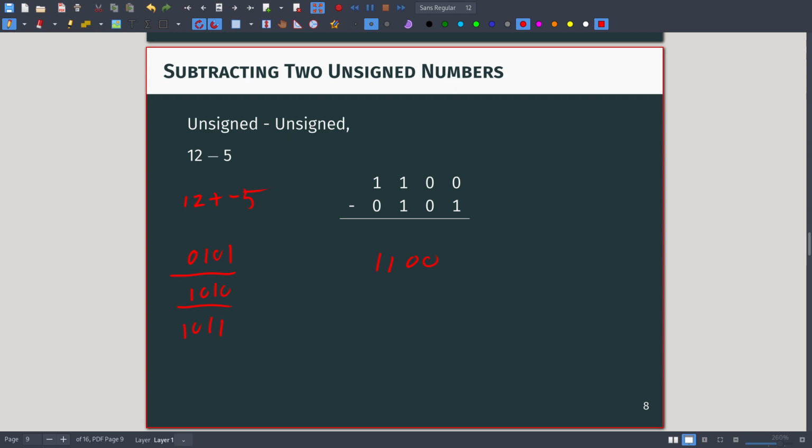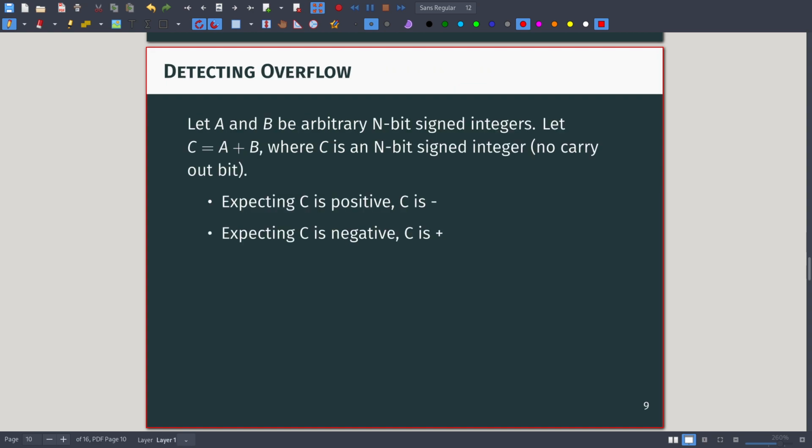And if we add it to our negative 5, we can all agree here that we're expecting to get 7. 12 minus 5 is 7. And we actually do this math here, and then, as I said, throw out your carry out bit. What is this? 4 plus 2 plus 1 is equal to 7. So you can see that it did in fact work.